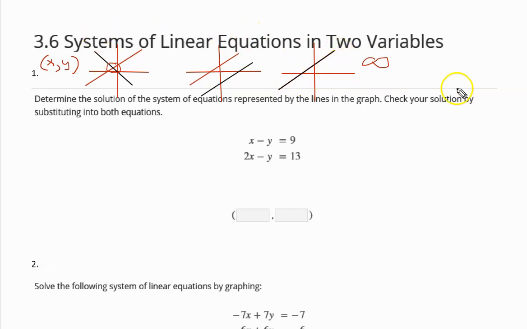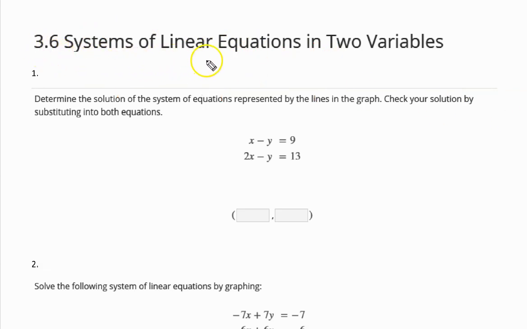So these are scenarios as background of what we're doing in topic 3.6. Now what we're asking you to do is determine the solution of equations represented by the lines in the graph. Check your solution by using substitution for both equations. Now, in our flipped classroom video, we gave you some background for this. And I'll get you started by saying, let's solve this equation for the letter y.